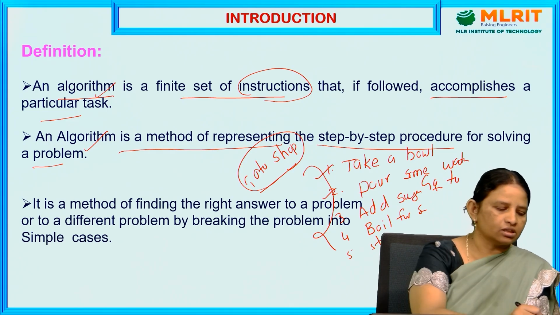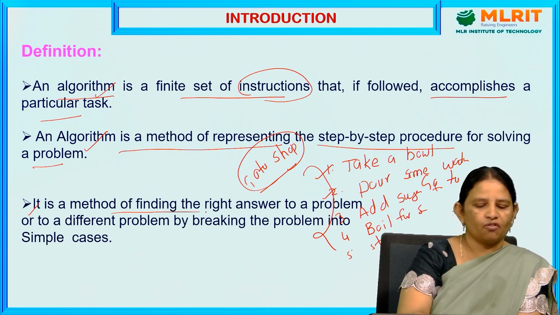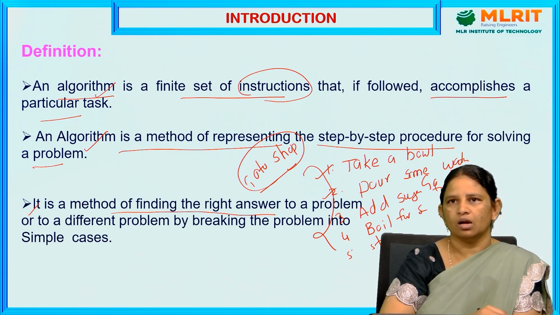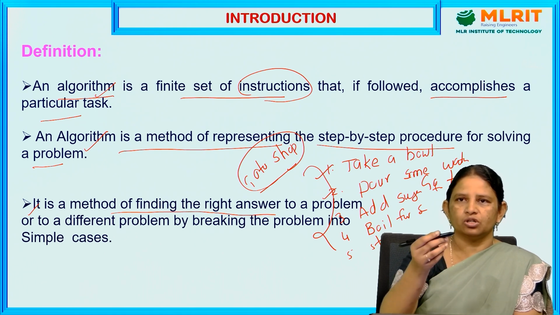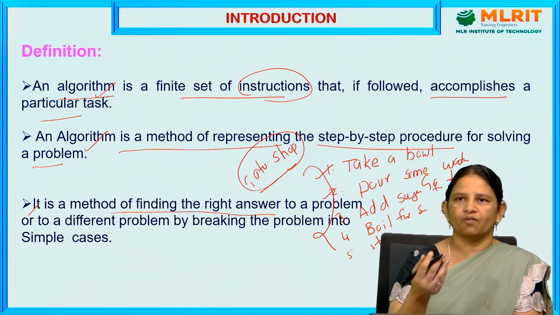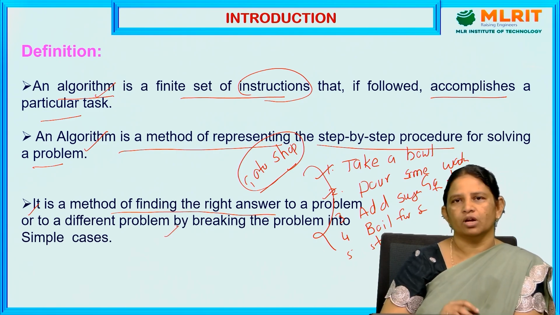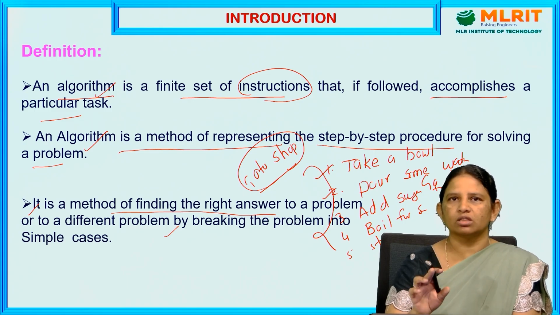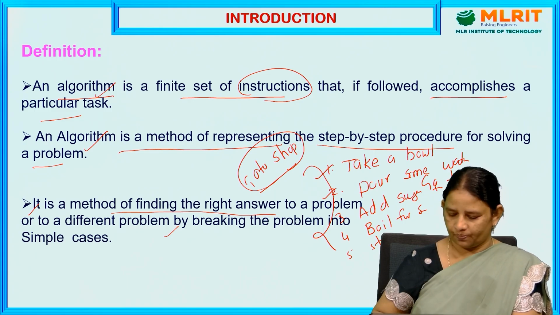The third definition of an algorithm is that it is the method of finding the right answer to the problem. Suppose you want to solve a problem, you have to write the step-by-step procedure for finding the solution to the problem. That is called an algorithm. Simply, an algorithm is a step-by-step procedure for solving a problem.